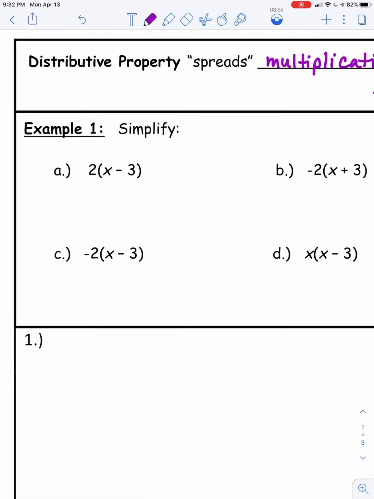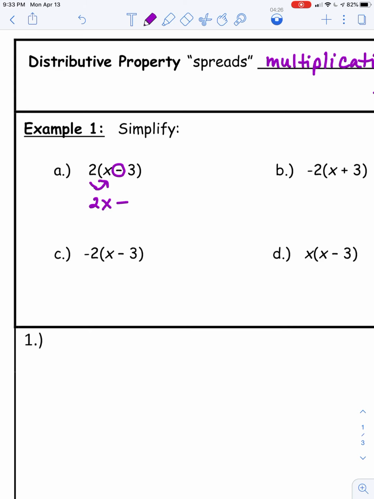So let's take a look at letter A. Here's the expression we have: 2 times the quantity x minus 3. Just like we did up top a moment ago, we're going to take the 2. And I want to see you guys actually using these arrows. I think every algebra teacher teaches the arrow concept. It helps you keep track of what you're multiplying together. So we have 2x because we're multiplying 2 times x.